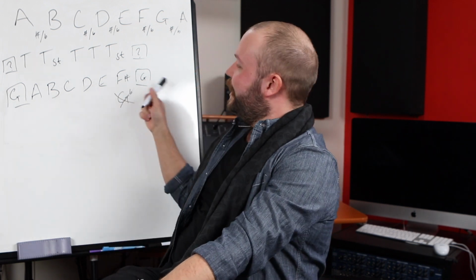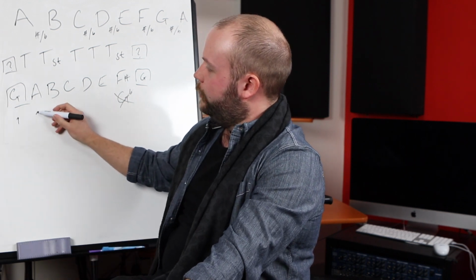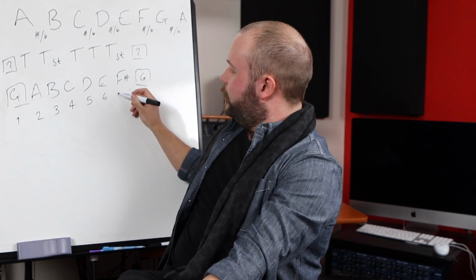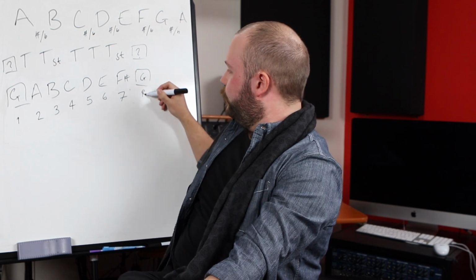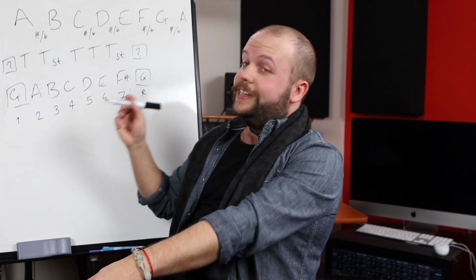So that would work for every single major scale, that tone row. Now the important thing is eventually you need to learn that this is 1, major second, major third, perfect fourth, perfect fifth, major sixth, major seventh before we get back to our root. These are our intervals, which we'll talk about in the future.